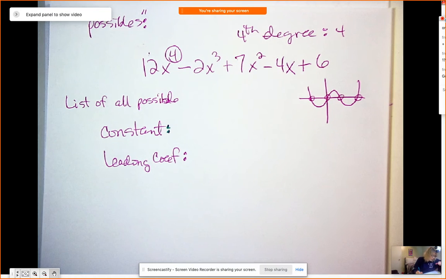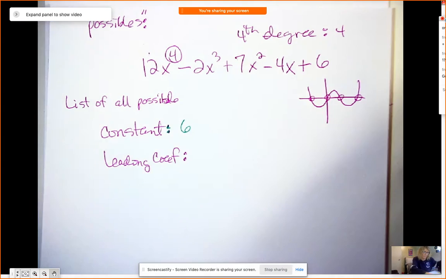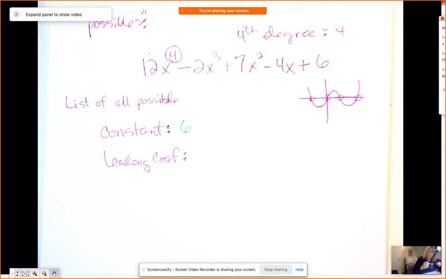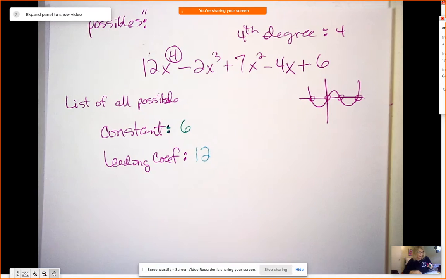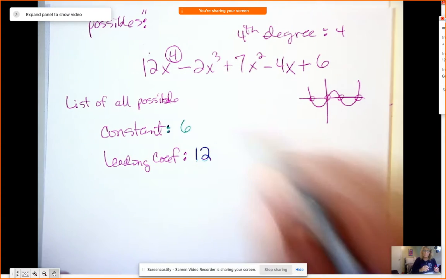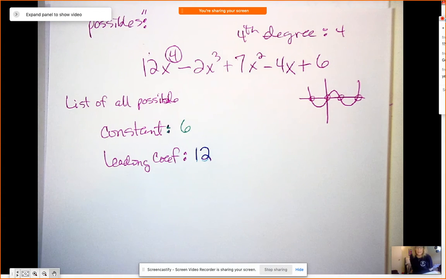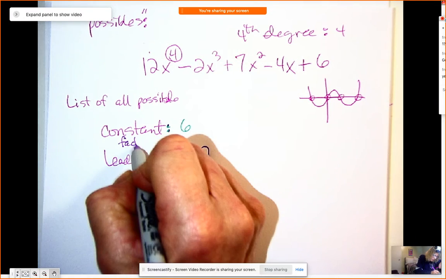Okay, what's my constant? 6. Beautiful, beautiful. What's my leading coefficient? 12. Beautiful. Was that hard for anyone? I hope not. Okay, I need to color code. So I'm going to do green and purple because I know you can see the purple. It looks black. Okay, now I've told you guys I need to get all the constant factors.